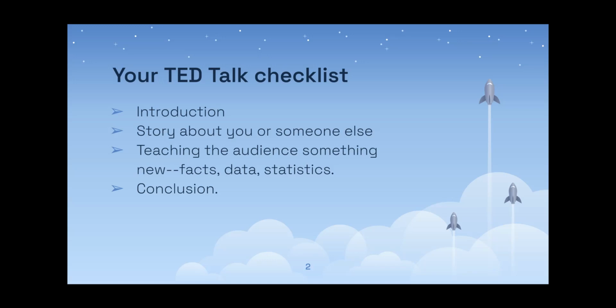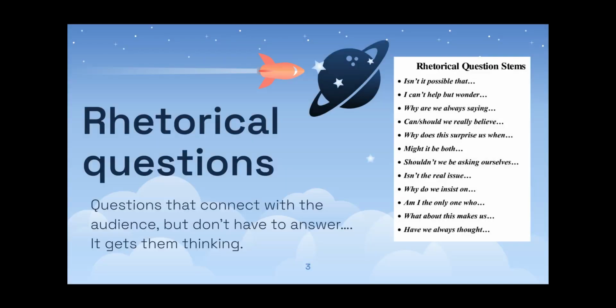So first, your TED Talk checklist. Your TED Talk checklist has to have an introduction, a story about you or someone else, teach the audience something new using facts, data, or statistics. It also must have a conclusion that calls the attention or the action to the audience.